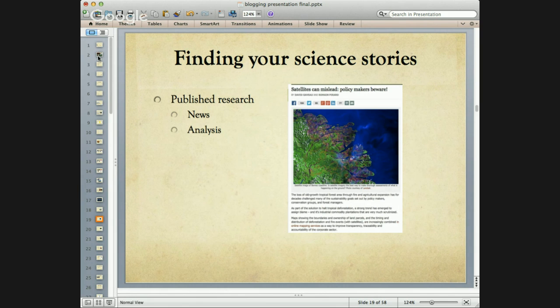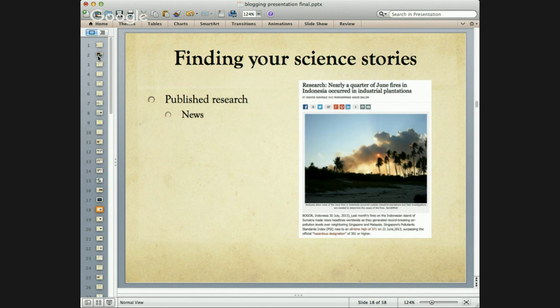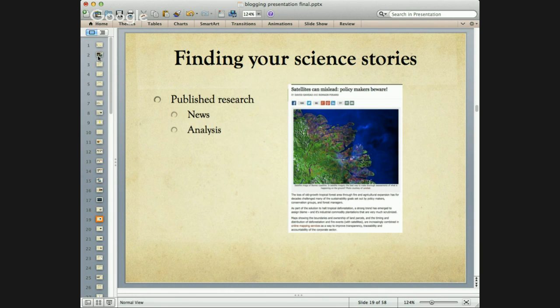So for example, the previous example I used, let me just show you, this was a news story saying that research had found nearly a quarter of some fires in Indonesia occurred in oil palm plantations. Now the scientists then chose to do a bit of an analysis of that research finding, and look specifically at the data collection method using satellite imagery. And they wanted to really discuss and present a message to policymakers that satellite data needs to be considered with certain ideas in mind. And those analysis pieces can be powerful, if timed well.